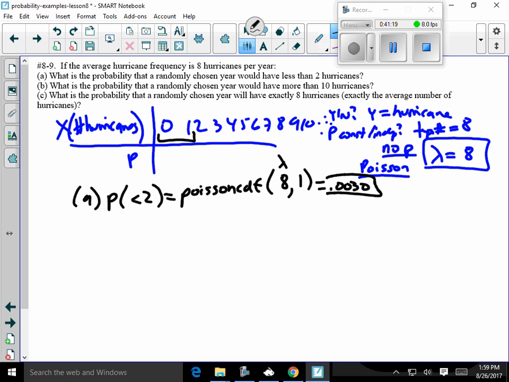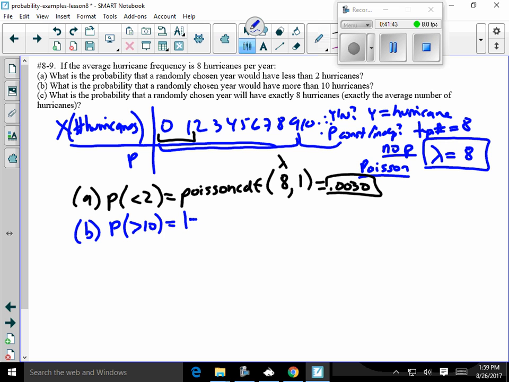0.0030. So there's only about a 0.3% chance that we'll have less than 2 hurricanes in a season if 8 is typical. Okay, the second part says find the probability that we have more than 10, greater than 10. So greater than 10 would be way out here, and I'm going to use the fact that that plus this would add up to 100%.